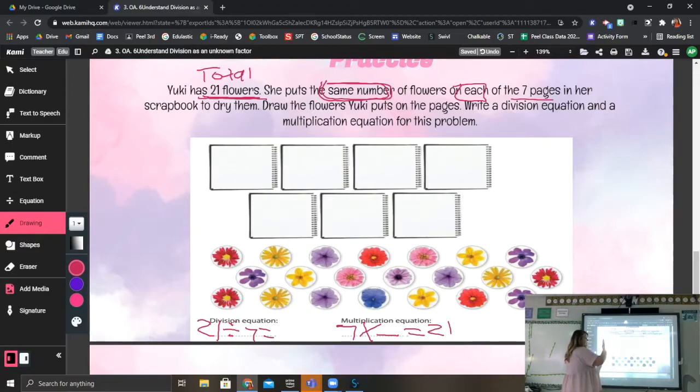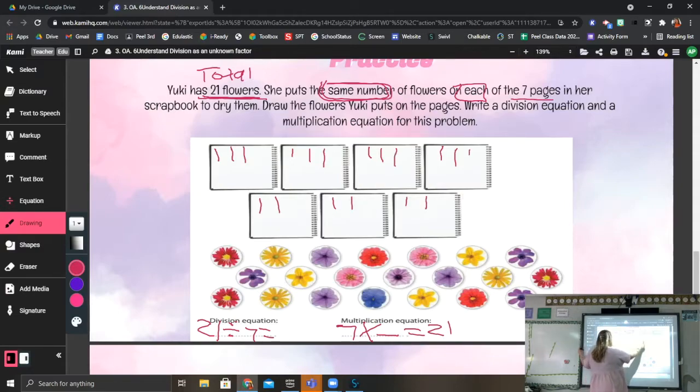So I'm going to place 1 flower on each page until I run out. 1, 2, 3, 4, 5, 6, 7, 8, 9, 10, 11, 12, 13, 14, 15, 16, 17, 18, 19, 20, 21. Well, how many flowers did I end up with on each page? I ended up with 3. So 21 divided by 7 equals 3. Or 7 times what equals 21? 7 times 3 equals 21.